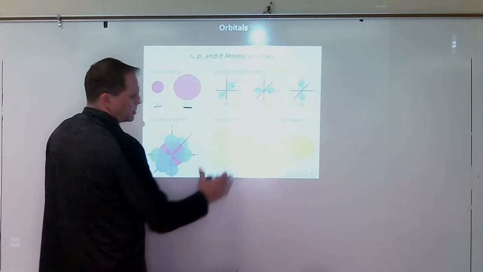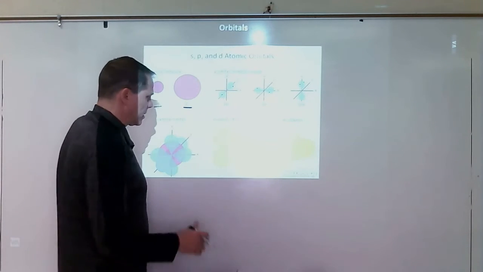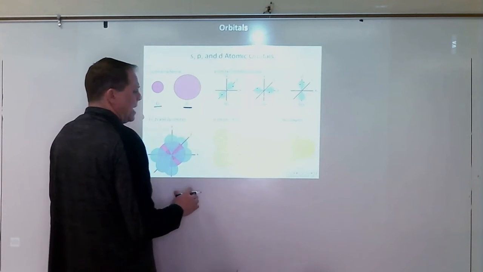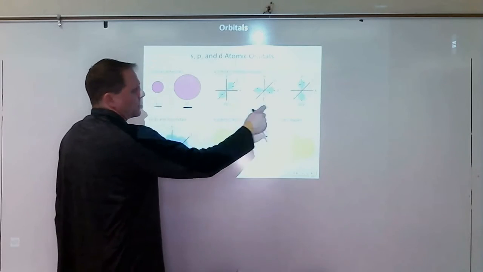And then we have d orbitals, and then we have f orbitals. Now, the d orbitals kind of look like clover leaves to me. They have 5 different orientations. So this has 3 orientations.